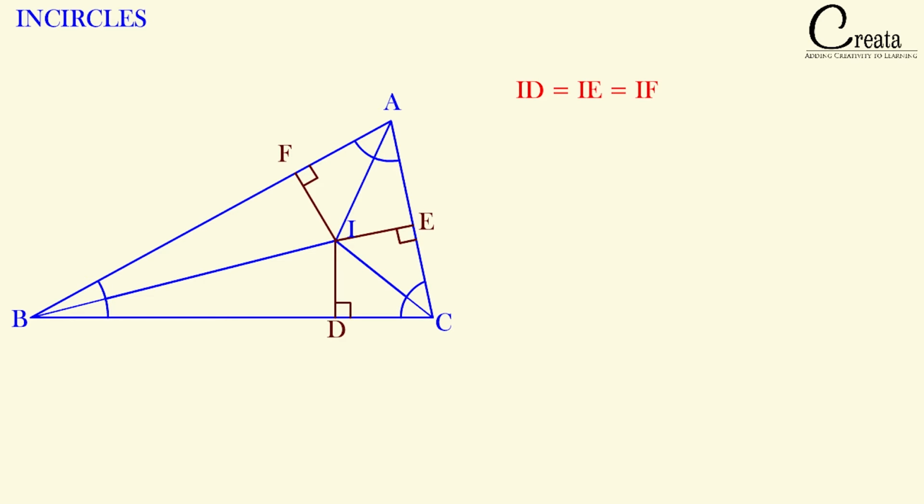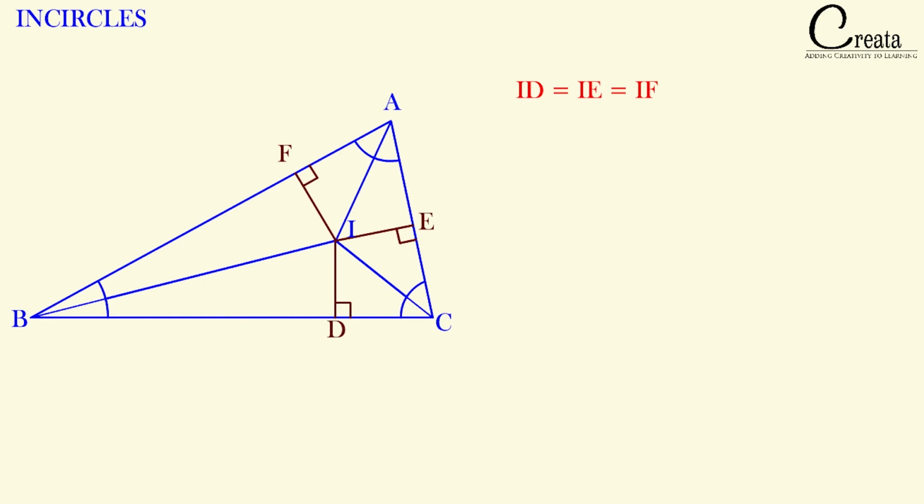In other words, we can also say the point I, that is the incenter, is at equidistance from the 3 points, that is D, E and F. Are you able to correlate this with the fundamental of the circle? In the circle, the center is also equidistant from all the points on the circumference of the circle. Similarly, here the point I is equidistant from point D, E and F.